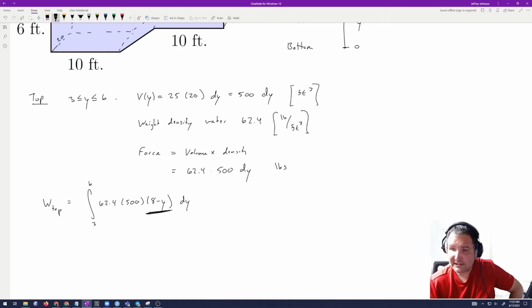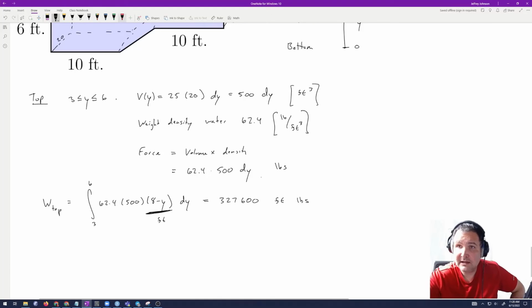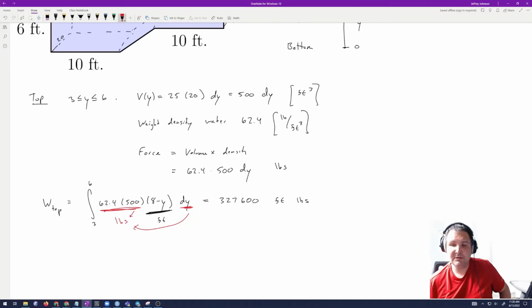Okay, and if we do this integral, we end up getting approximately 327,600 foot-pounds. Right, and remember that is the units that we're dealing with here. This is the feet, and over here we found the pounds, in red. So whenever you're setting up these integrals, you really want to make sure that you're getting the units right, because that's definitely how you know you're setting up the integral properly.